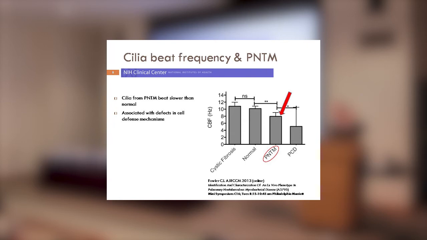If we compare that to cystic fibrosis, which is one of the susceptible conditions associated with this, many of the CF patients have ciliary beat frequency in the normal range. If we look at this genetic condition associated with abnormal cilia movement, primary ciliary dyskinesia, those patients have a more exaggerated abnormality in the beating of these cilia.